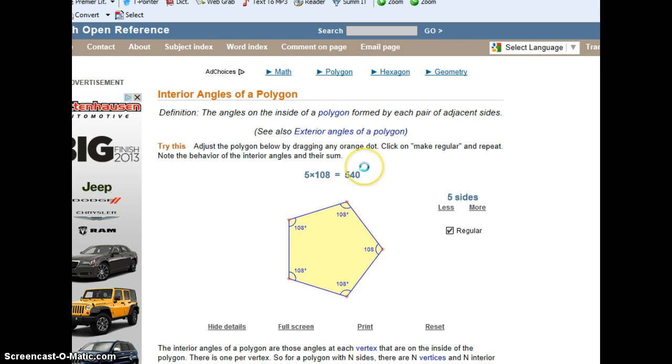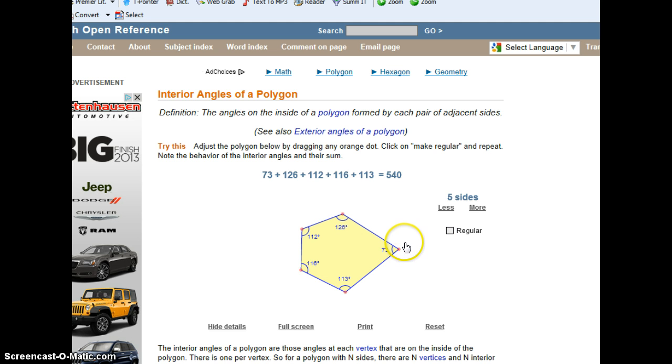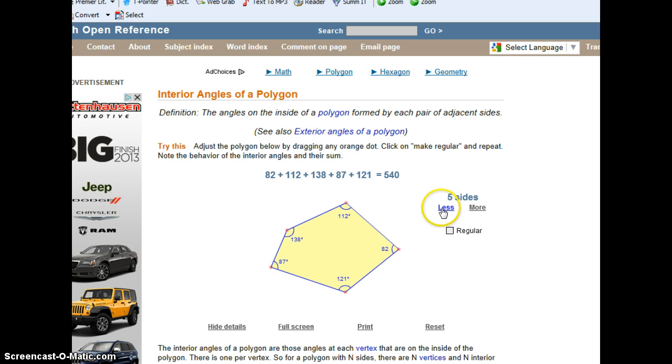So here we have interior angles of a polygon. If you look, this is a pentagon, 5 sides, and I can change this so that it's not a regular polygon. We'll talk about what that is more tomorrow. But all of the angles added up are going to add up to 540 degrees. So I can drag these around. I'm changing these angles, but you notice my sum is still the same. It's still 540 degrees.